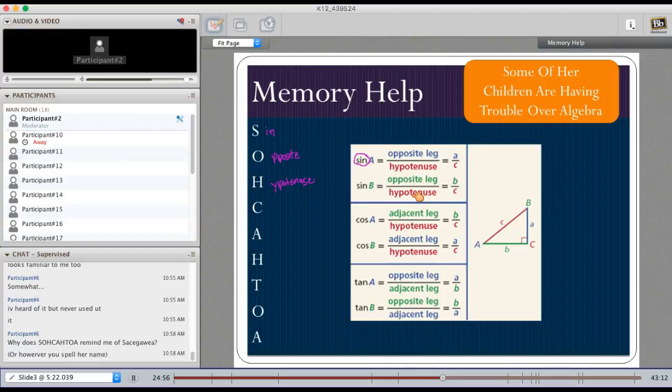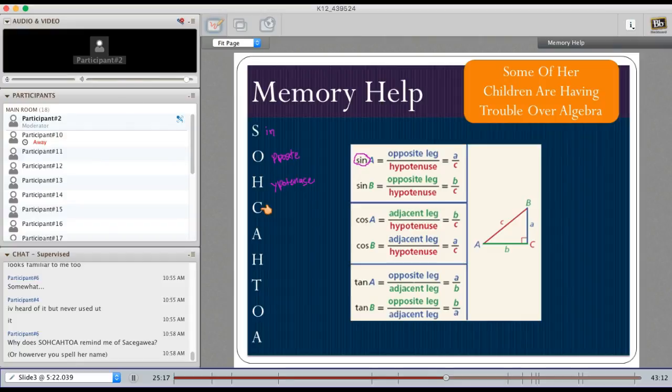So like I said, if that doesn't make sense to you, you can think of something else to help you remember the ratios, but this is the most common one you'll hear. Okay? So to form the sine ratio, you're going to take the opposite side and put it over the hypotenuse. Okay?